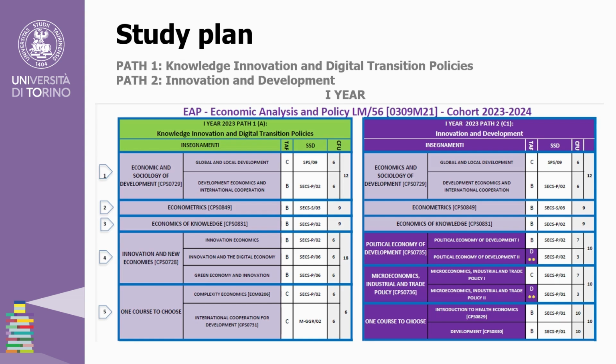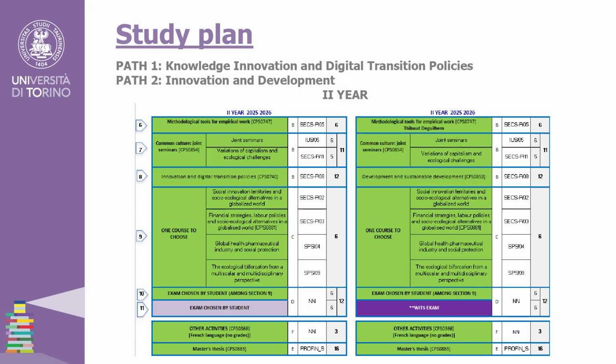Here you can see a synthesis of the study plan. Regarding the first year, we have 2 possible paths. Path 1 is called Knowledge, Innovation and Digital Transition Policies, while Path 2 is called Innovation and Development. You can see all the details of the courses that are offered in each of the paths in this schema here in the slide. This is the table regarding the second year. Again, Path 1, Knowledge, Innovation and Digital Transition Policies. Path 2, Innovation and Development.